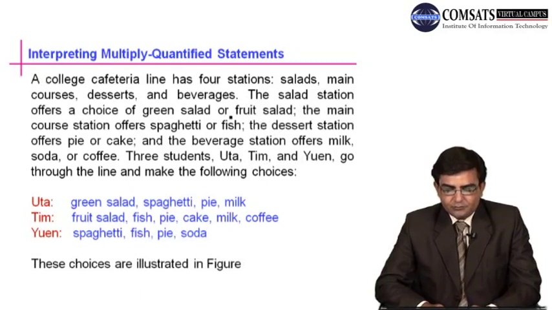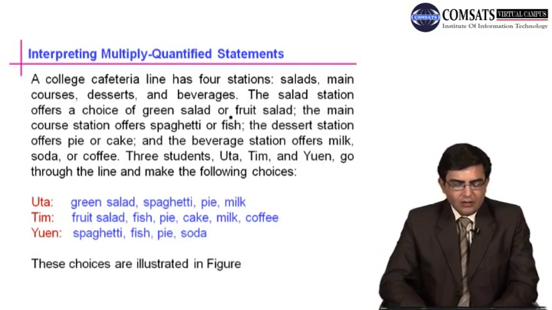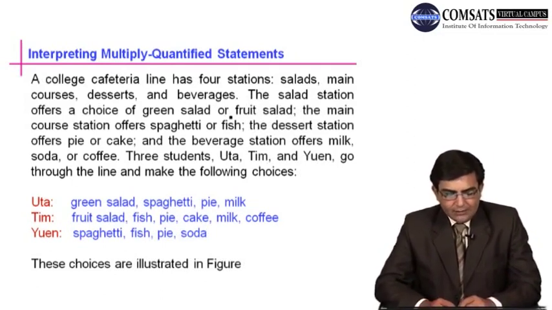And 3 students, Uta, Tim and Yuan, you can name any 3 students, go through the line and make the following choices. The first student, Uta, chooses green salad, spaghetti, pie and milk. The second student, Tim, chooses fruit salad, fish, pie, cake, milk and coffee. And the last student, Yuan, chooses spaghetti, fish, pie and soda.